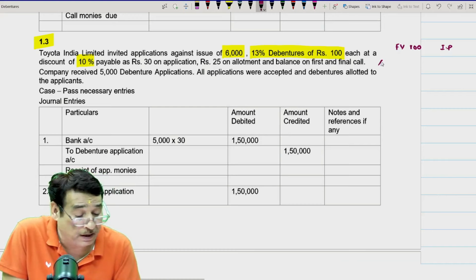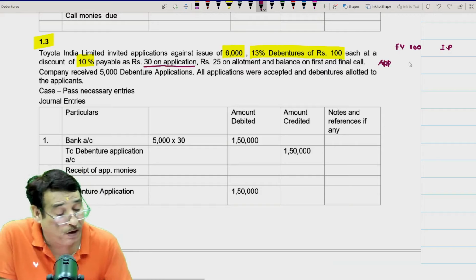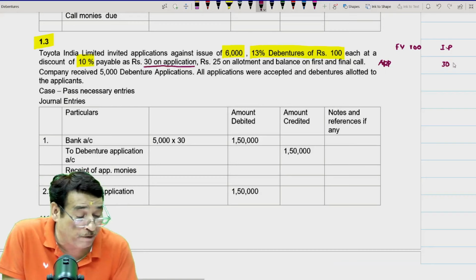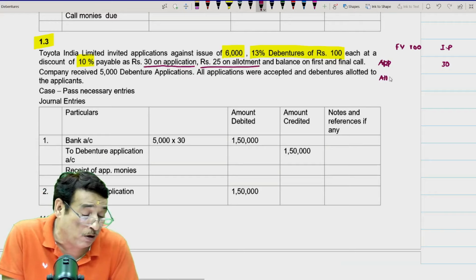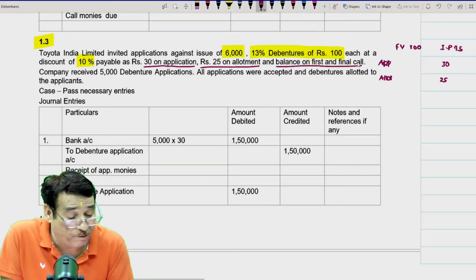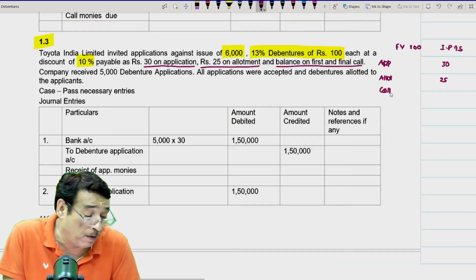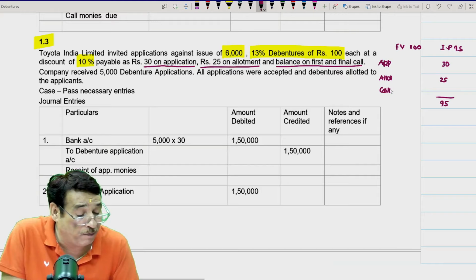The question is telling us that your application money is 30 on application. So this application money I will write here, 30. Rupees 25 on allotment. I will write allotment money 25. Issue price is 95. And then balance on first and final call. So what will be my call amount? We know that the total of issue price should be equal to 95. Out of 95, if I subtract 55, that must be equal to 40.